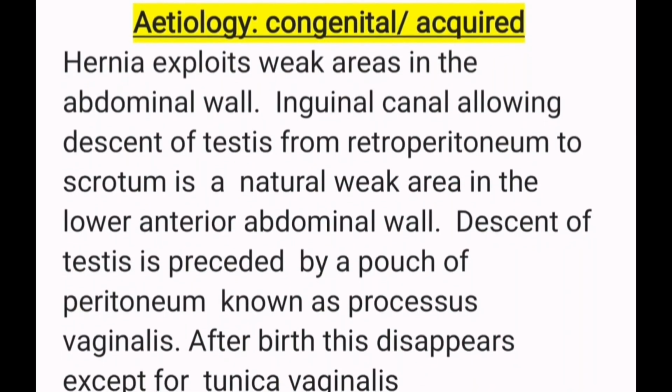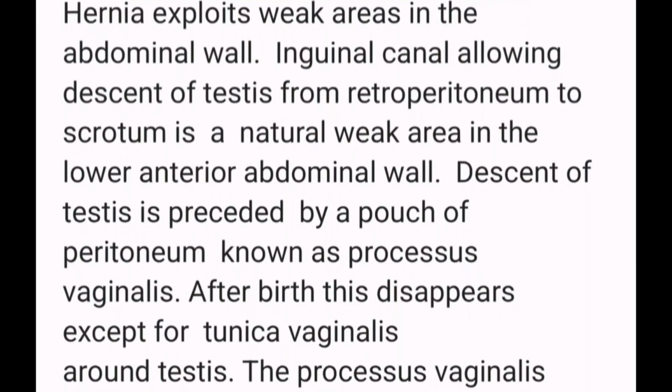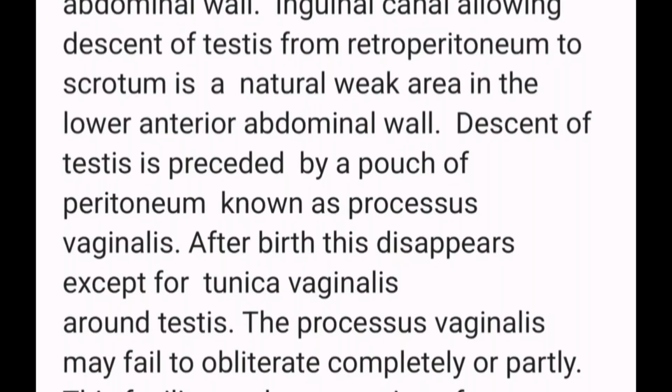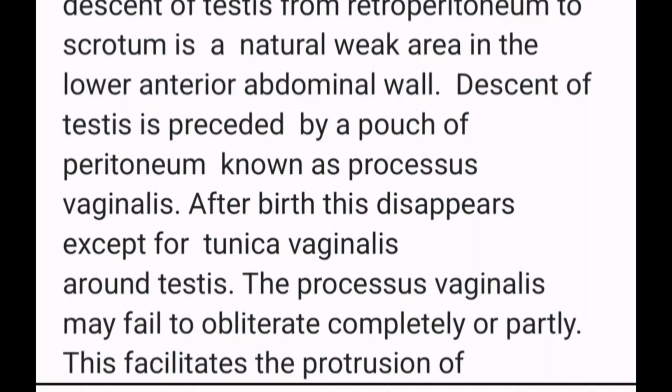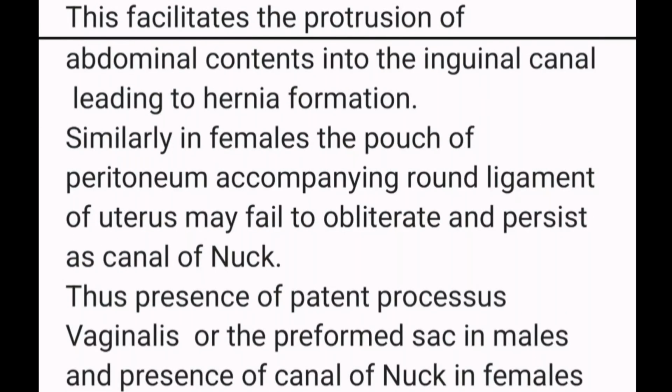The inguinal canal, allowing descent of the testis from retroperitoneum to scrotum, is a natural weak passage in the lower anterior abdominal wall. Testicular descent is preceded by a pouch of peritoneum known as the processus vaginalis. After birth, this gets obliterated except for the tunica vaginalis around the testis. The processus vaginalis may fail to obliterate completely or partly. This facilitates the protrusion of abdominal contents into the inguinal canal, leading to hernia formation.